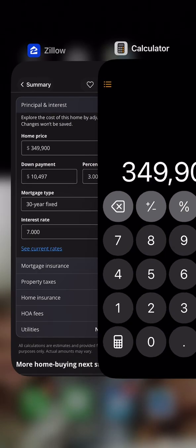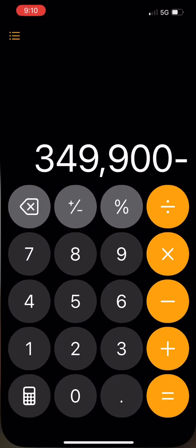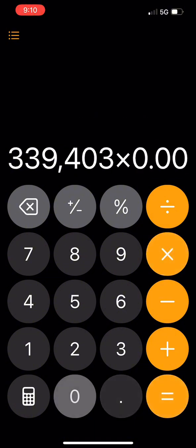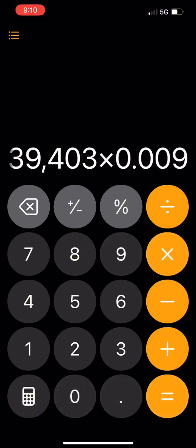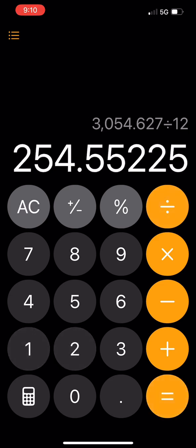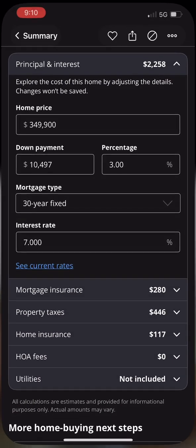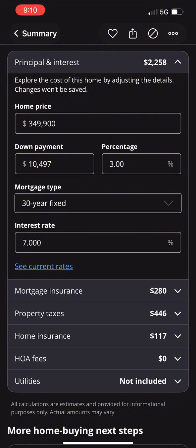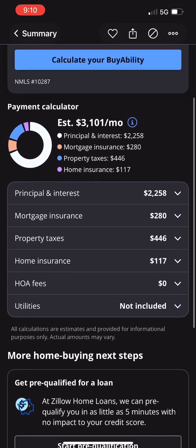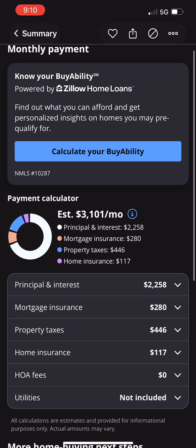So take your purchase price, we're going to subtract our down payment to get to our loan amount. We're going to multiply that by our mortgage insurance factor of 0.9%, so 0.009. That's the annual mortgage insurance, divide that by 12 for your monthly of $254. So $280 is a good estimate. It's a little high, but a good estimate. So here's how you can build out your principal, interest, taxes, insurance, and mortgage insurance.